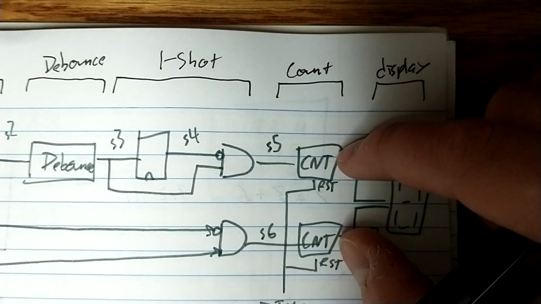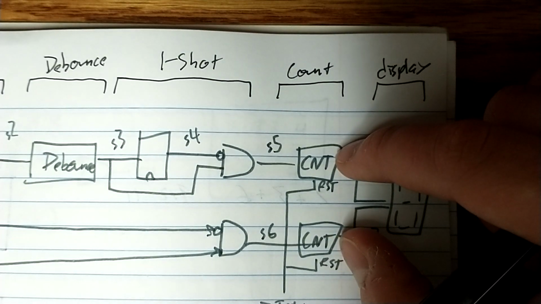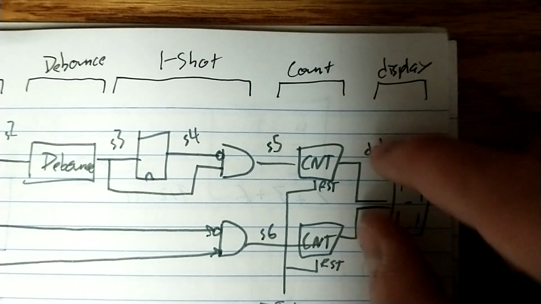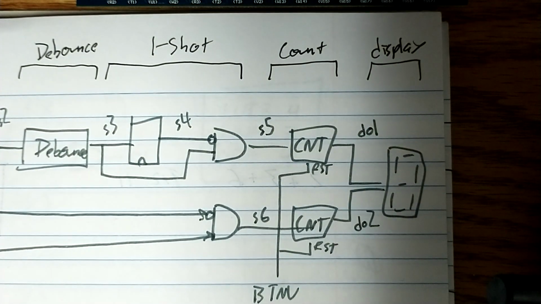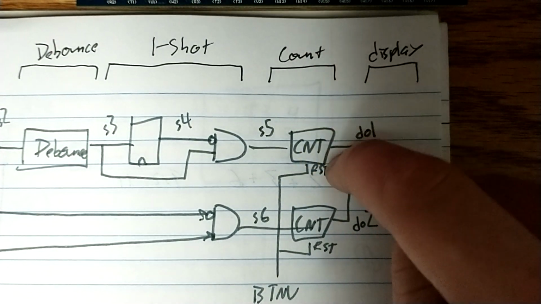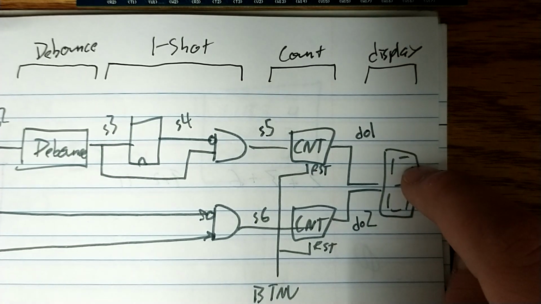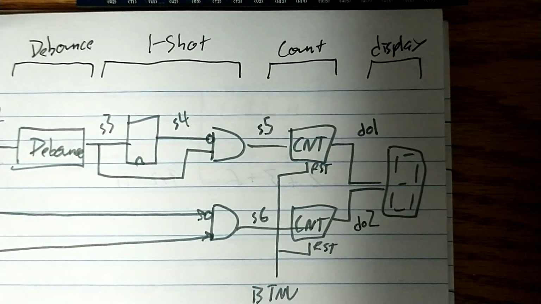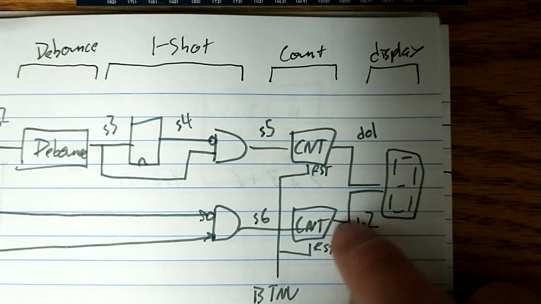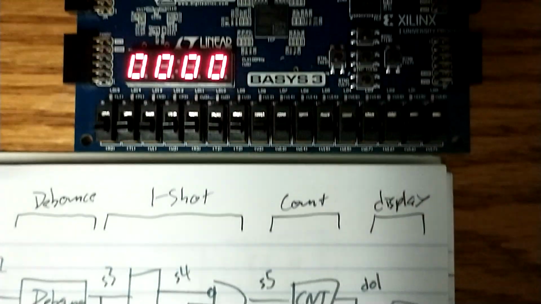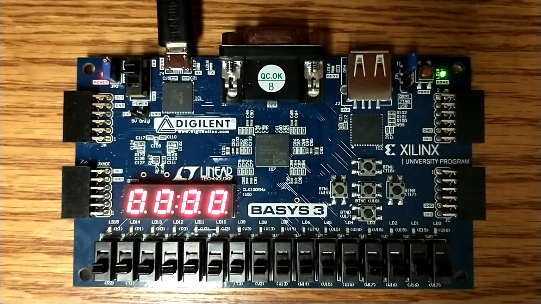Those pulses will tie into the increment lines on these two counters, which are both also tied to the up button as their reset. And then the 8 bits from this top counter will go to the most significant 8 bits from the display signal, and then the 8 bits from this one will go to the least significant 8 bits. You can see we have this implemented.